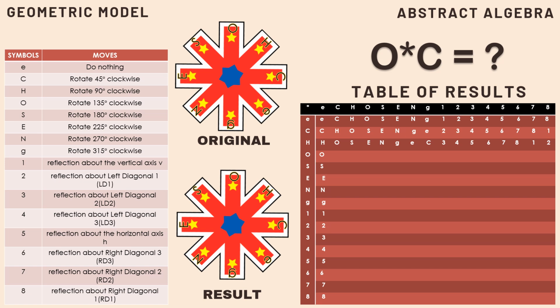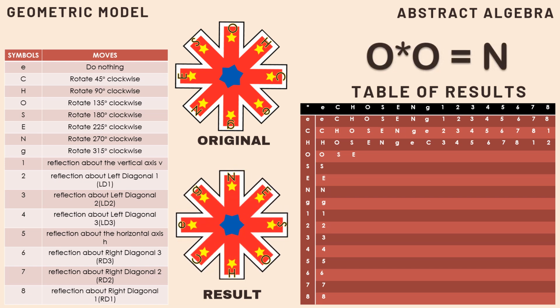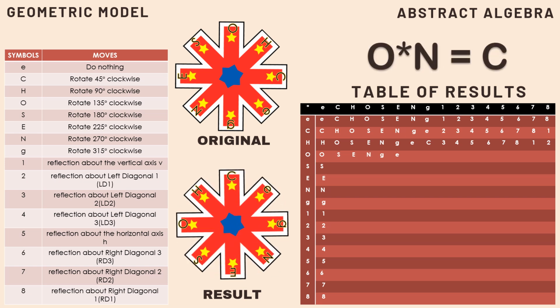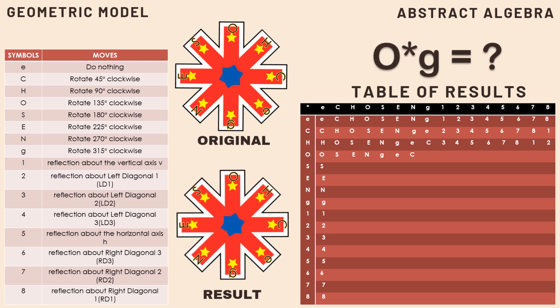Now let's move on to the fourth row. O star C is S. O star H is E. O star O is N. O star S is G. O star E is E. O star N is C. O star G is H.